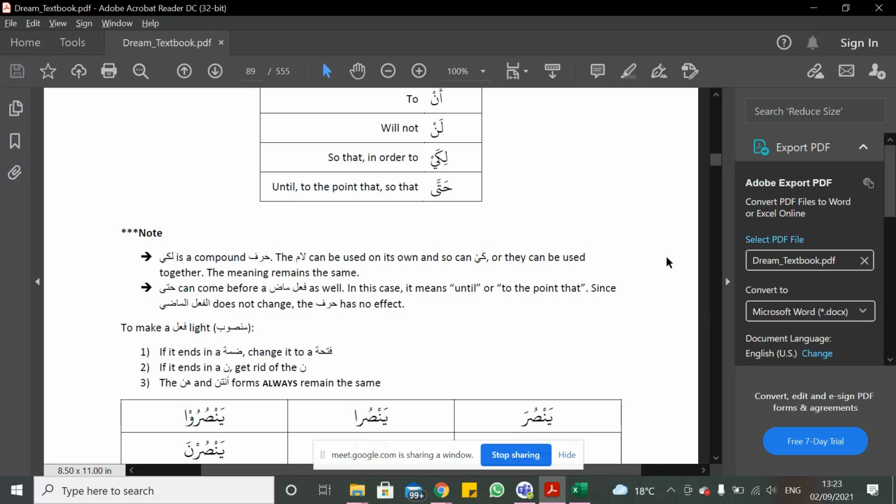So have you noted down, everyone? Let me know when you're done, okay? And if you want me to repeat, I can do that. Yeah, could you repeat about the hatta?